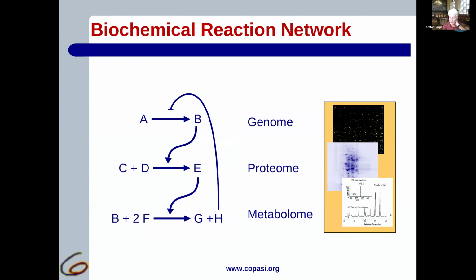So in COPASI and also VCEL, we are talking about biochemical reaction networks, which can span anything, can span genome, proteome, metabolome, or whatever you need. Especially in the genome and proteome, we often have low numbers of particles or species. Therefore, stochastic simulation is often called for.